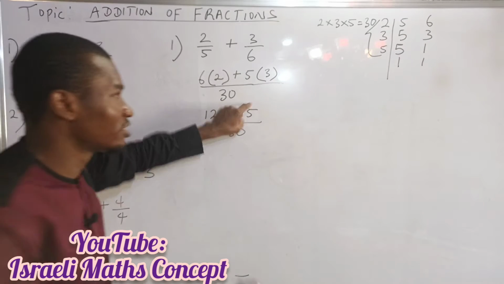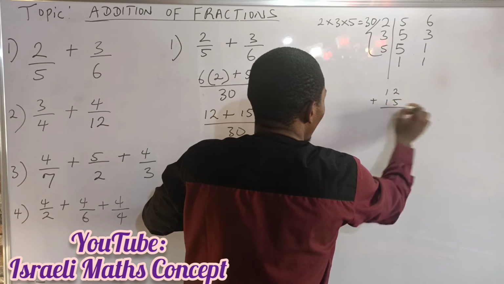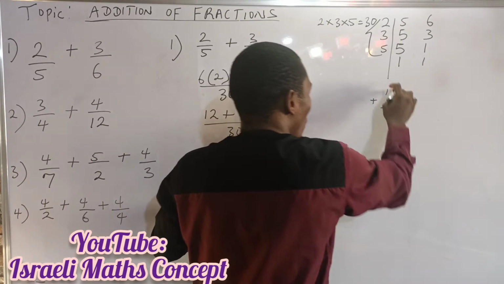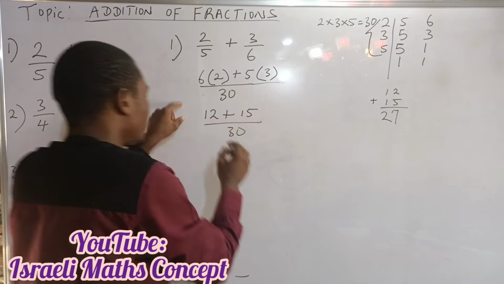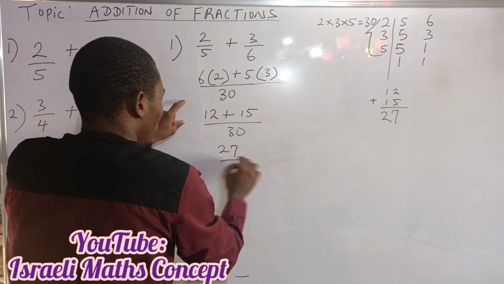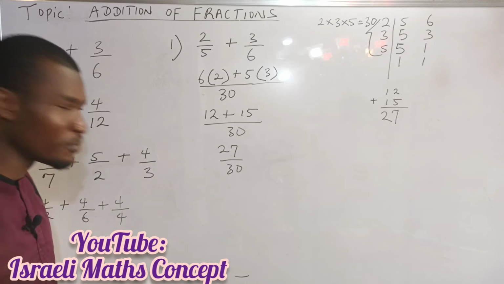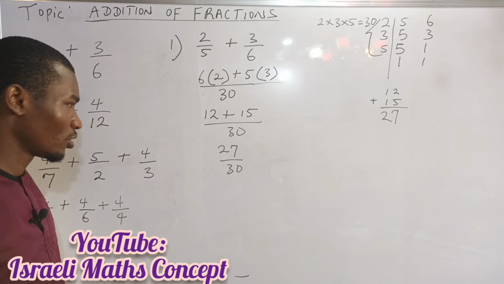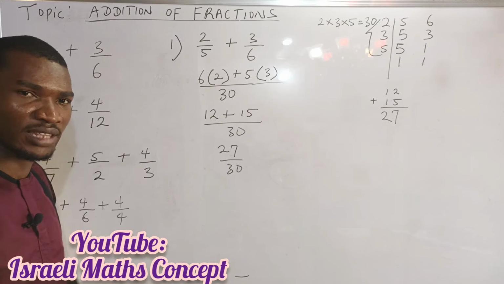For your keys, this is the way to put it. 12 plus 15: 2 plus 5 will give us 7. Then 1 plus 1 will give us 2. So we have 27 all over 30. Then remember, if there is a means of still dividing further, then we divide further. Obviously, I guess 3 can divide 27 and at the same time divide 30.